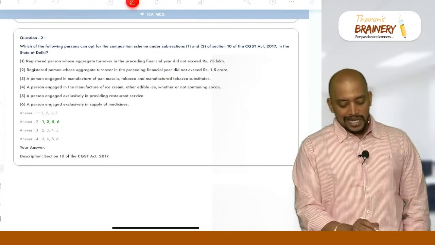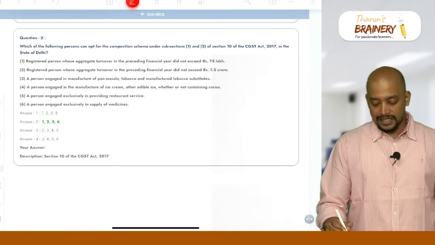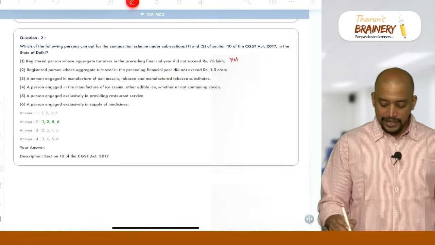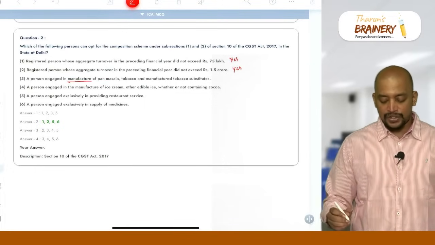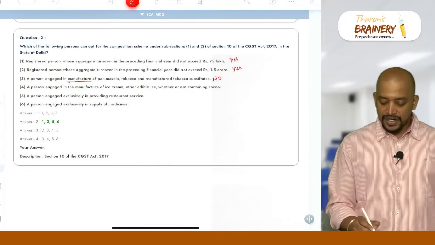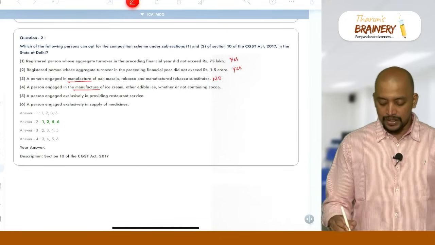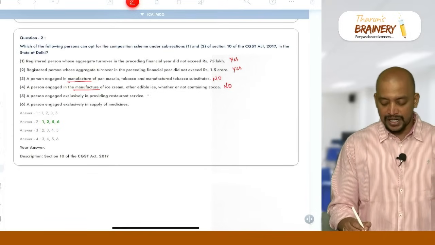Persons whose aggregate turnover in the preceding financial year did not exceed 75 lakhs, yes, and does not exceed 1.5 crores, yes. Person engaged in manufacture of pan masala, tobacco and tobacco products, no, they cannot. Manufacture of ice cream, edible ice, no, they cannot. Person exclusively engaged in providing restaurant service, yes.